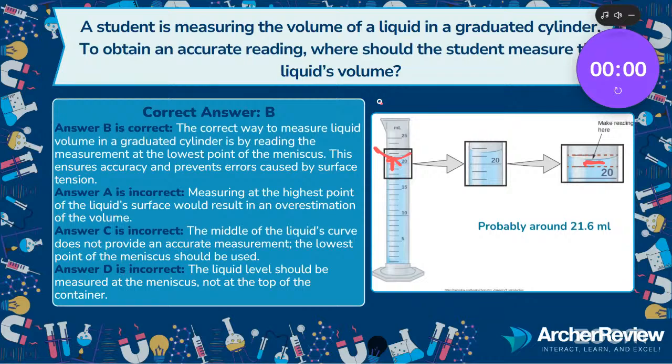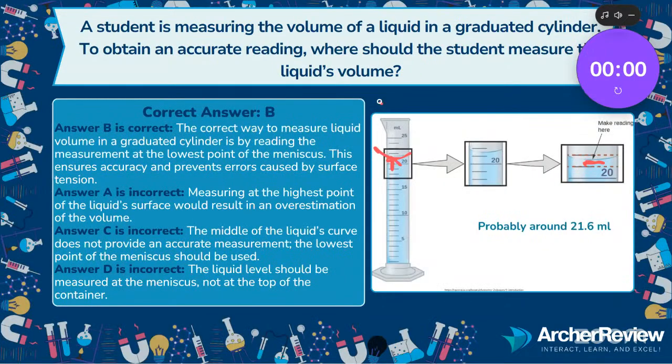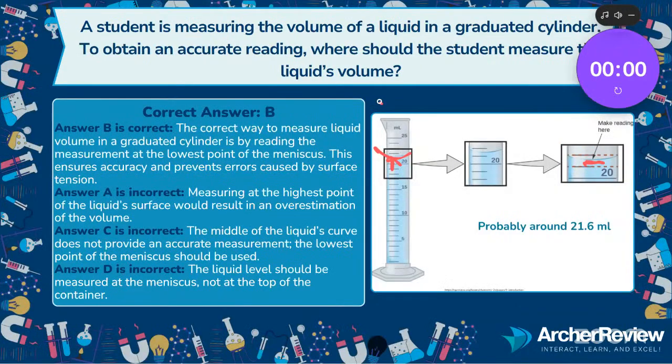Now as far as our other answers, at the highest point of the liquid for A, no, measuring it at the highest point of the liquid is going to really overestimate the volume of the liquid. Our next one then, D, at the top of the container. Well, that one's really not logical because you don't want to measure it at the top of the container. Like our example right here, if we measured it right here, what does that tell us? That tells us how much the container holds, but it doesn't tell us where the liquid goes to in the container. And we're trying to measure the volume of the liquid. So that would be illogical.